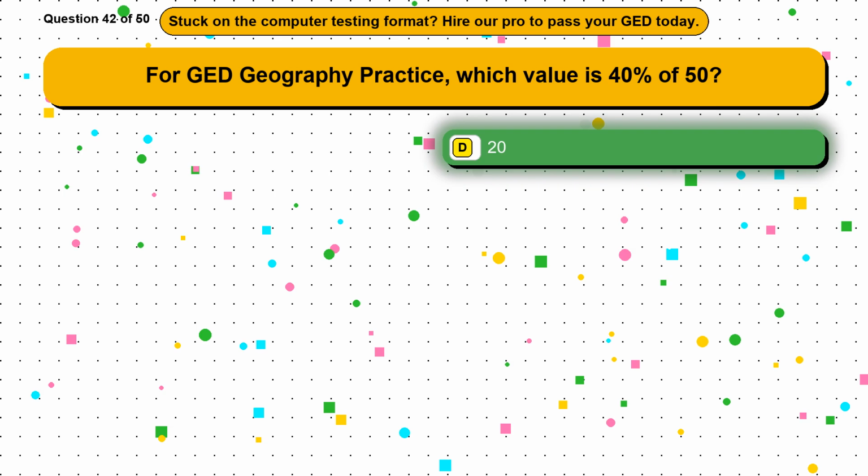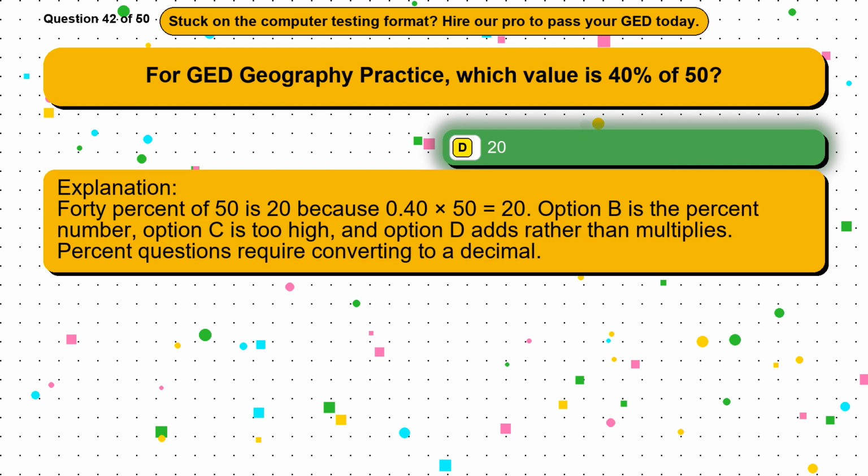The correct answer is option D. 20. 40% of 50 is 20 because 0.40 times 50 equals 20. Option A is the percent number, option B is too close to 50, option C is too high. Percent questions require converting to a decimal.